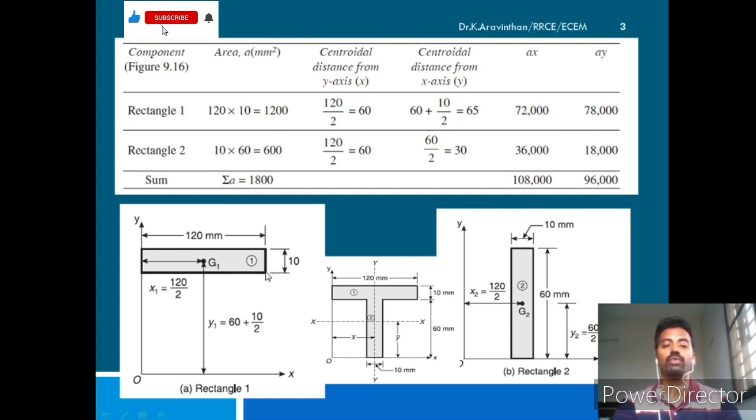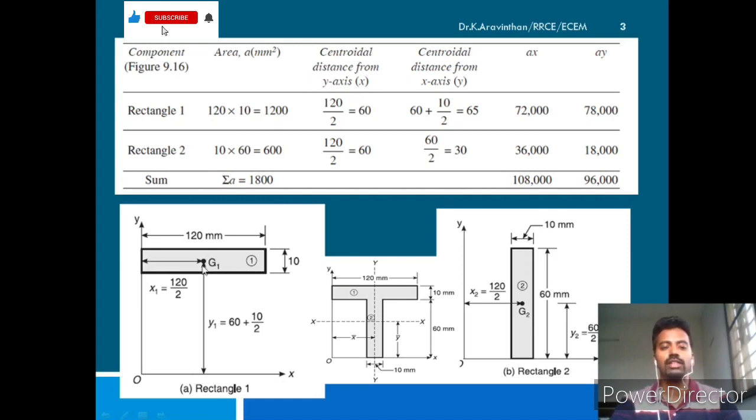So you have to find the individual centroid and then you can find the combined centroid. So in the individual centroid, you have to find the centroid of this rectangle. What is the formula to find the centroid of the rectangle? It is b by 2 and d by 2, half of breadth and half of depth. So the second rectangle area now will be 10 mm by 60 mm. Right now next we shall identify the centroidal distance from the y axis, that is x.